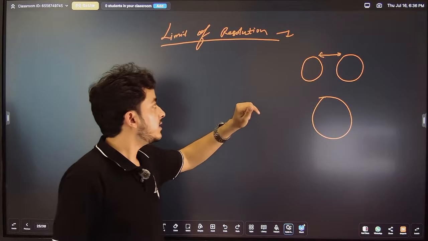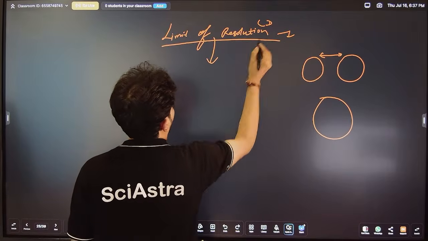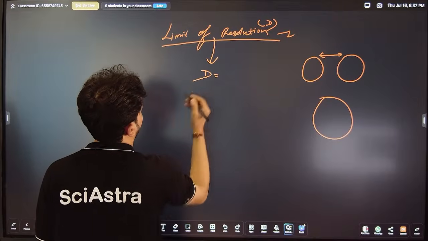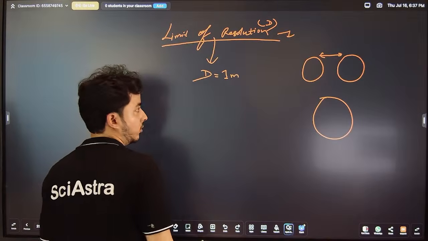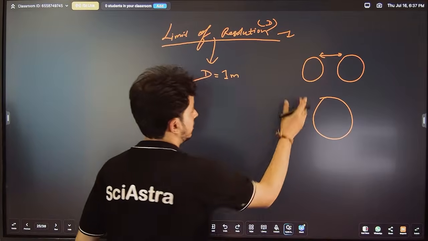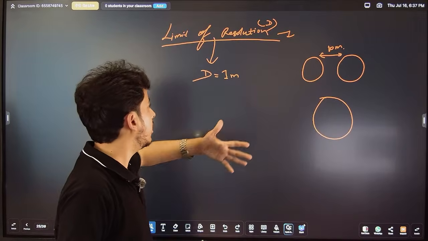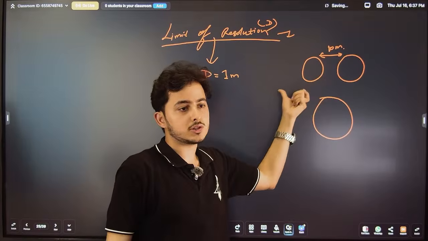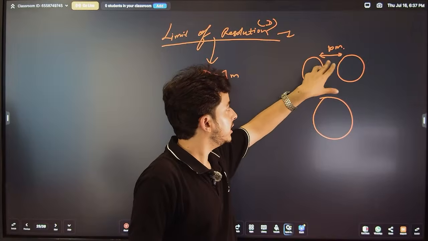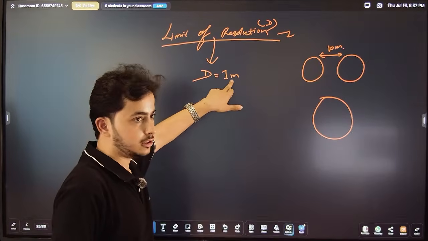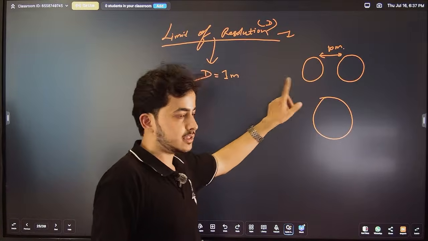Okay, so let's say the limit of resolution is denoted by capital D. If this limit of resolution is, let's say, 1 meter, and this distance is 10 meters, then you can easily distinguish these two objects, because the minimum distance to see them as different objects is 1 meter, but they are 10 meters apart, so you can perceive them as different objects, correct? That is something you should know.